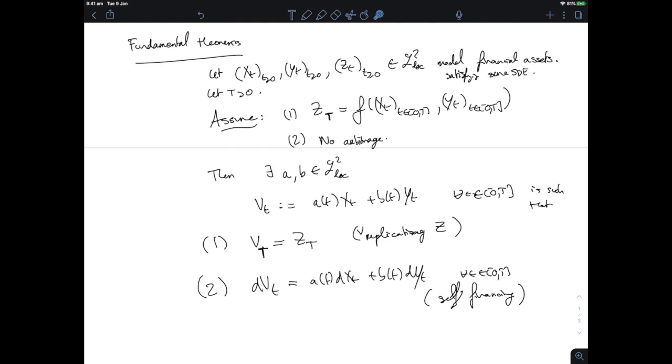Now, why is that so helpful? It is very helpful because, let's do that in a different color, 1 implies that V0 is Z0 by no arbitrage. Okay, so what does that tell me? That tells me that I can find the rational price of Z at time 0 by computing A0 times X0 plus B0 times Y0, right? You remember that this is A0 times X0 plus B0 times Y0.